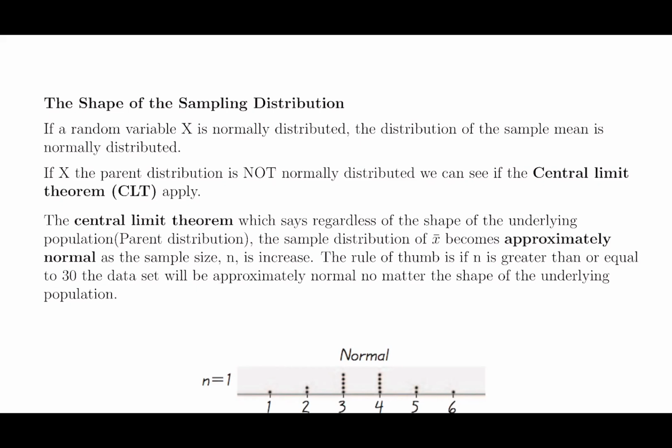If you remember, the shape of the original population was skewed to the right, or right skew. But what was the shape of the new distribution that we got the second time around? We said it was symmetric, or another word we could use is approximately normal.